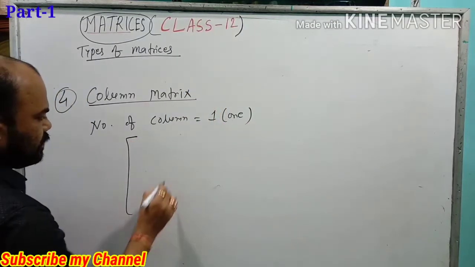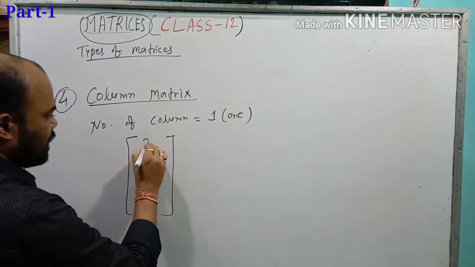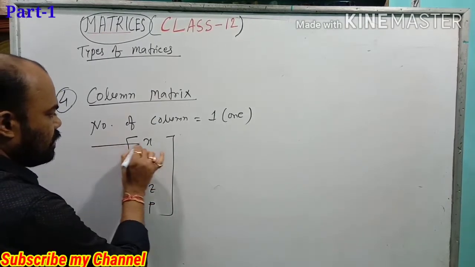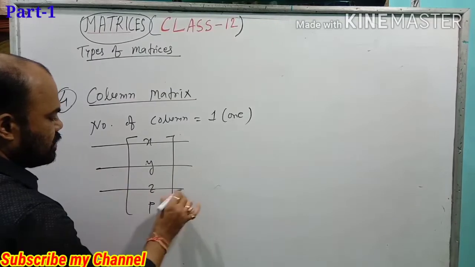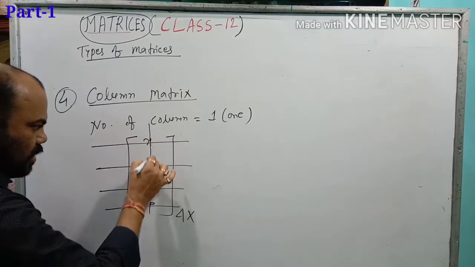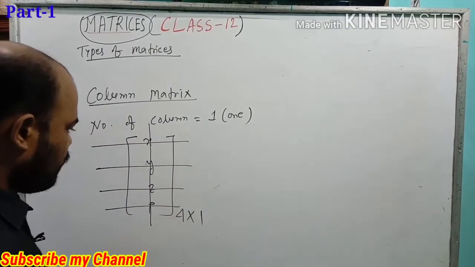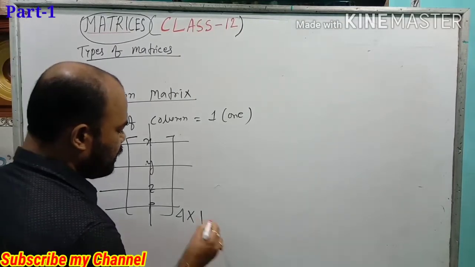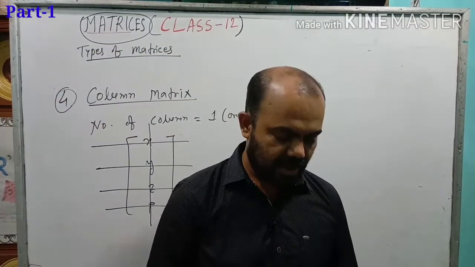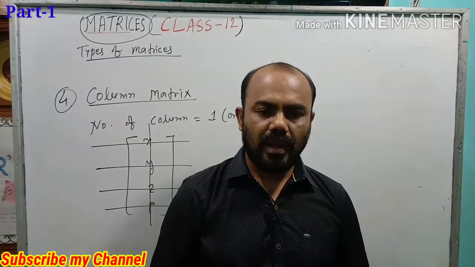For example, let us take this matrix: X, Y, Z, P. Now see how many horizontal lines you can draw here. 1, 2, 3, 4. So the number of rows is 4. How many vertical lines can we draw? 1. This is the order of the matrix, 4 by 1. As the number of columns is 1, this is a column matrix. That is the definition: if in a matrix the number of columns is exactly 1, then the matrix is called a column matrix.